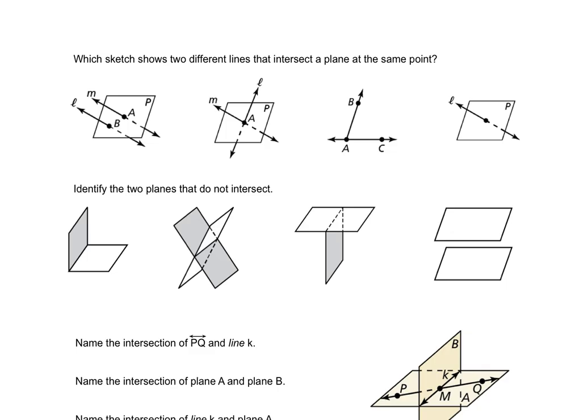Which of these sketches shows two different lines that intersect a plane at the same point? So here's two different lines. Do they intersect plane P at the same point? No, so that one's out. Okay, do these two lines intersect at the same point? Yep. And it could be more than one.